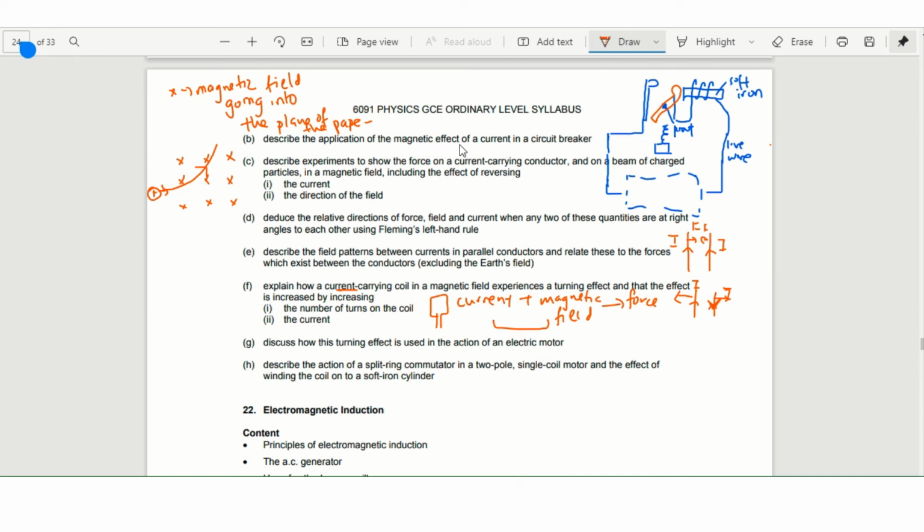So let me draw a very simplified diagram for an electric motor. So this is an electric motor and you have a split ring commutator here. So it's basically two open circles. There's a carbon brush.